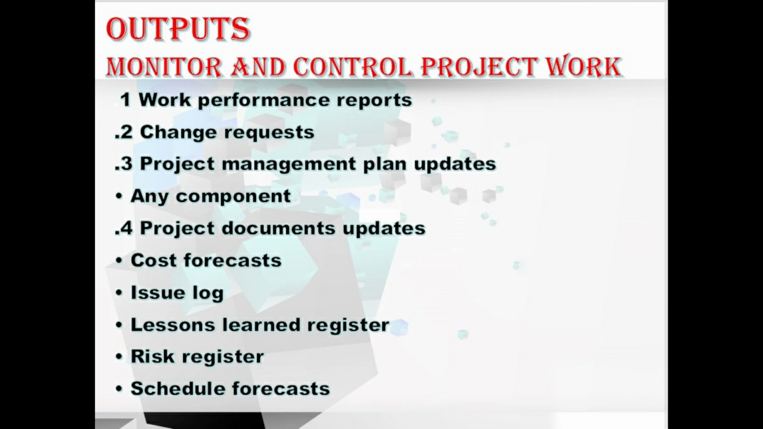Coming to lessons learned register. In this output, the lessons learned register is updated with effective responses for variances and corrective and preventive actions. Okay, moving to risk register. In this, the new risks identified during this process are recorded in the risk register and managed using the risk management processes. And last, we have schedule forecast. In this output, the changes in the schedule forecast resulting from this process are recorded using the schedule management processes.